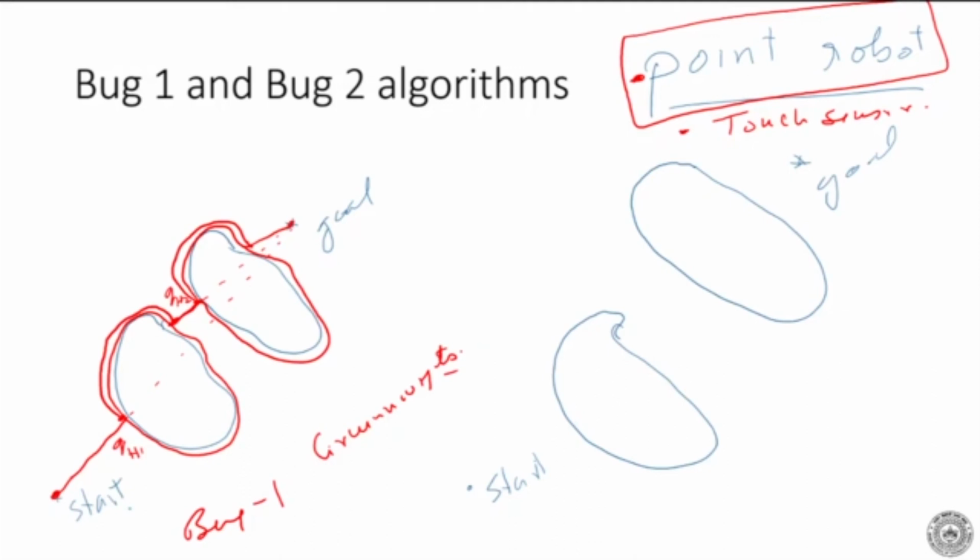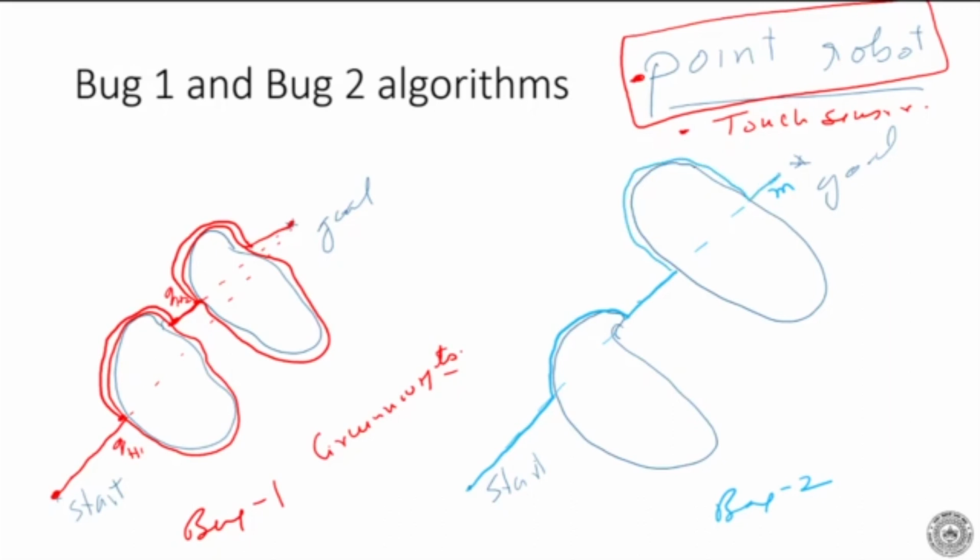Bug 2 is a modification of bug 1, which appears to be faster. We have a start point and a goal point. So this is my bug 2. It connects the start point and the goal point by means of a straight line, which we call the M line here. And it follows the M line until it hits an obstacle. Then it goes round the obstacle till it finds the M line again. The moment it finds the M line, it follows the M line, goes round the obstacle like this, finds the M line and goes to the goal.